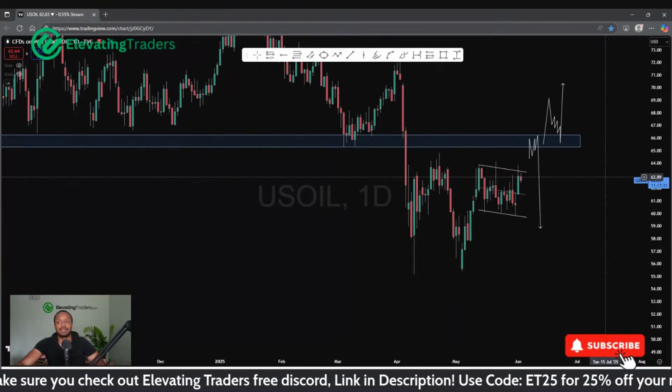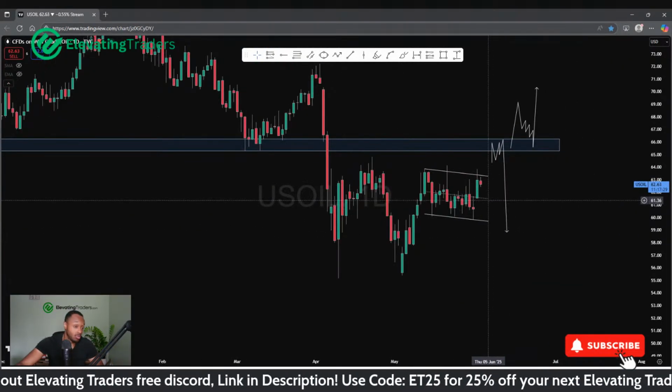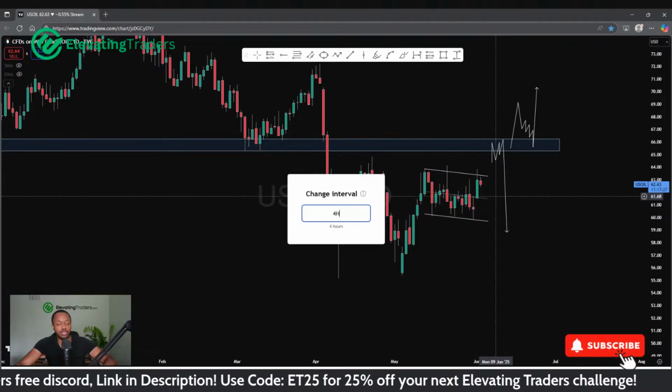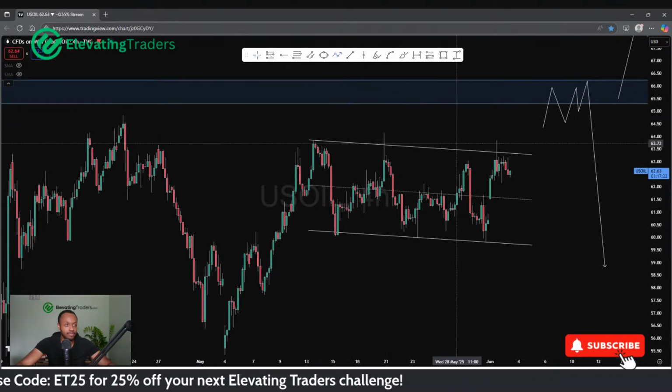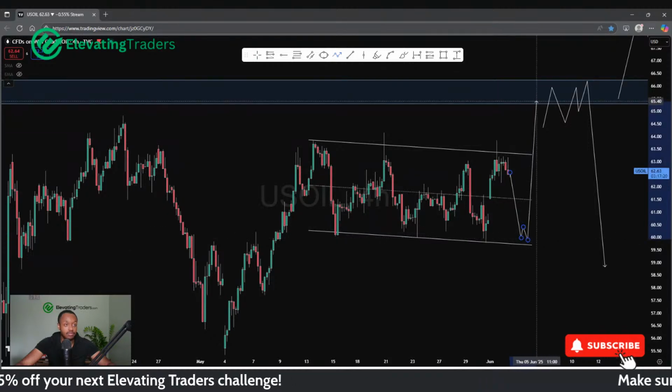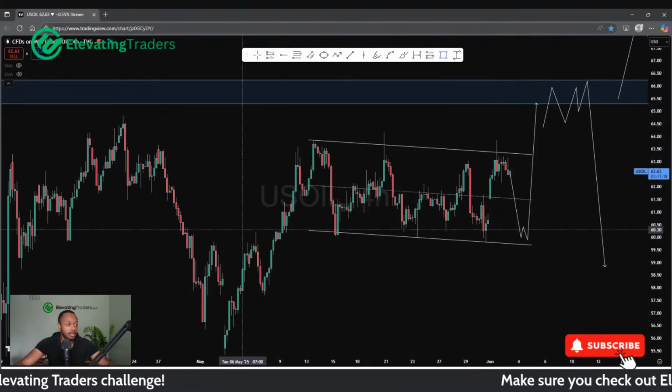I still think 66 is a great place to short from. I still do think we're likely to break higher, judging the price action on the 4-hour chart. I do feel like upside is the likely move. If we do push down again, I think that's still a decent place for a buy back into structure.